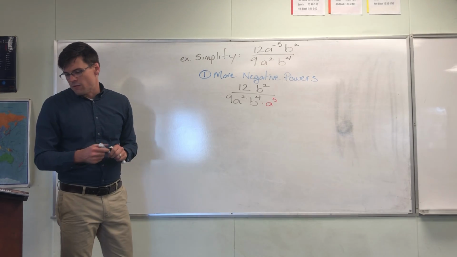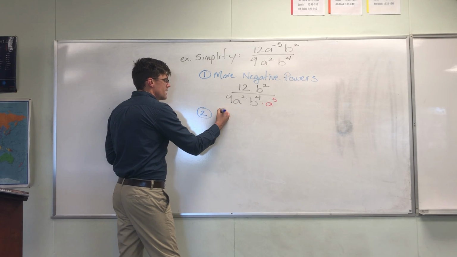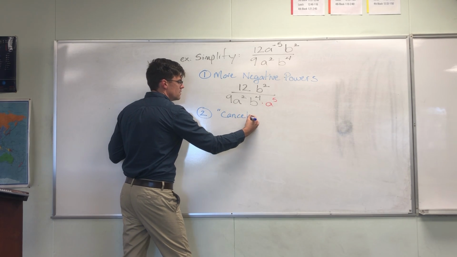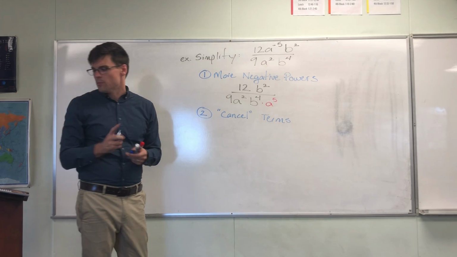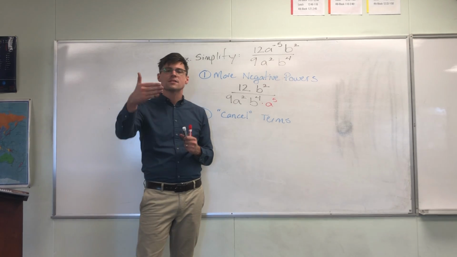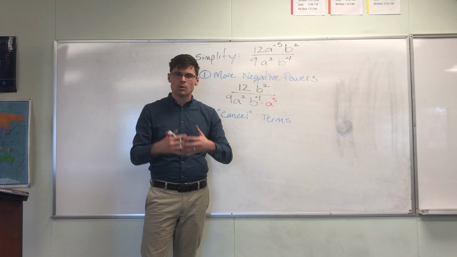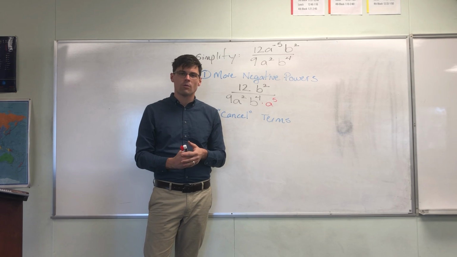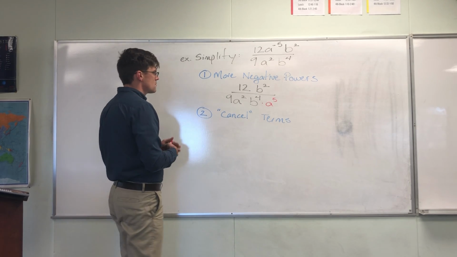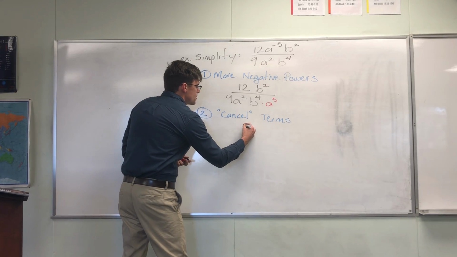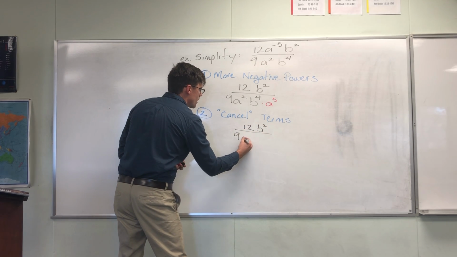So now that I've moved my negative powers, I'm going to cancel terms. What I mean by that is I'm going to subtract exponents. I'm going to subtract the smaller exponent from the larger exponent for each of the powers, and I'm going to reduce the fraction. So let me rewrite the problem that we have so far.